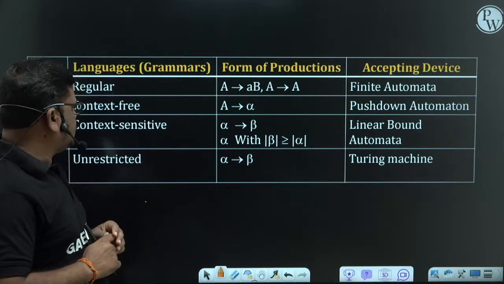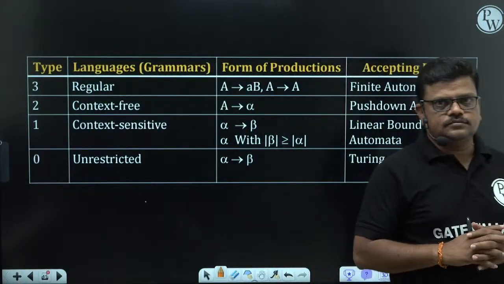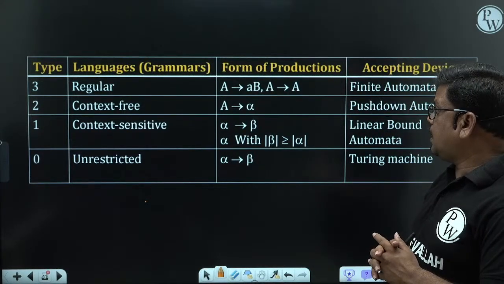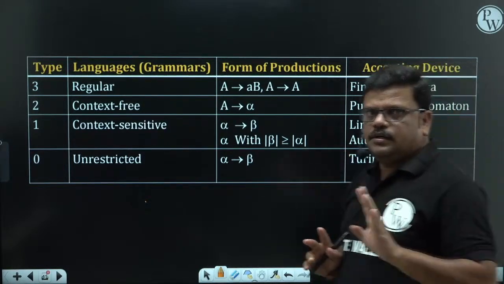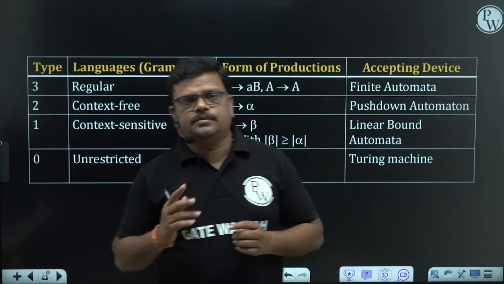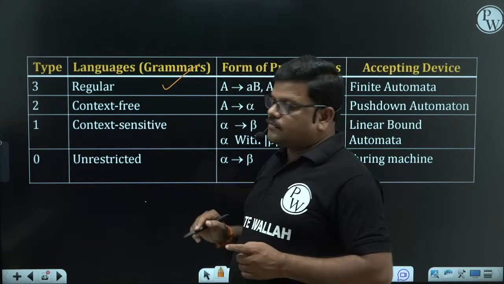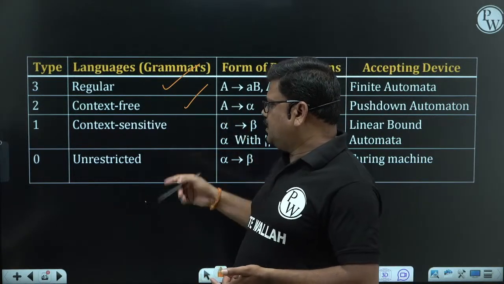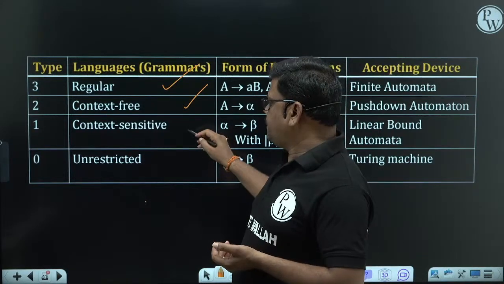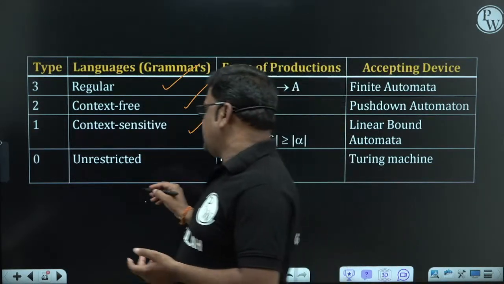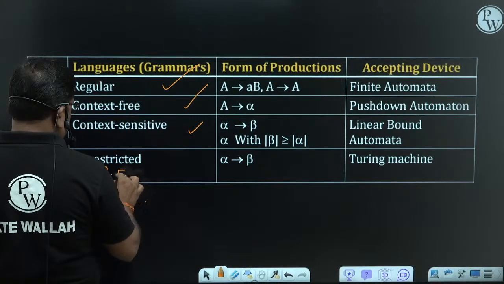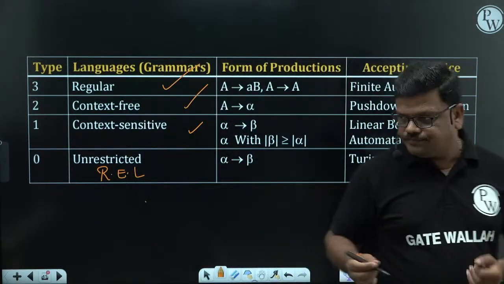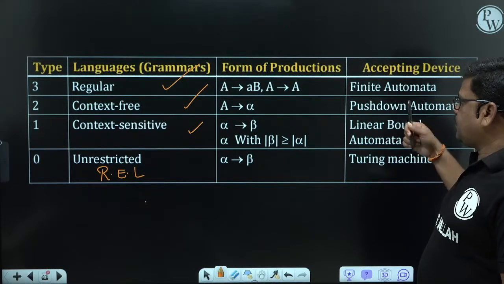We have 4 types of grammars: regular grammars, context free grammars, context sensitive grammars, unrestricted grammars. So in theory of computation we are going to study 4 types of grammars. For every language a grammar exists. We are studying regular language, regular grammar. Context free language, context free grammar. Context sensitive is generally not in the syllabus anyhow. Unrestricted grammar, also called REL, recursively enumerable languages or grammars. The corresponding automata are Turing machines, linear bounded automata, pushdown automata, finite automata.